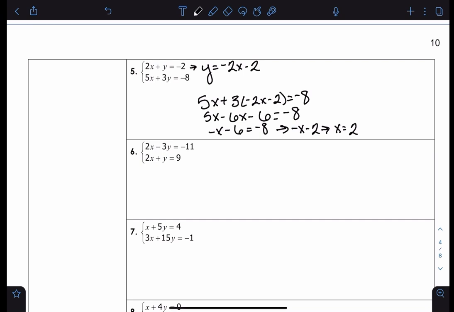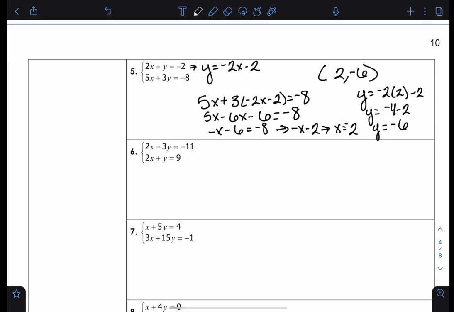Since we have our value for x, we can now plug into our original equation, y equals -2x minus 2, so y equals -2 times 2 minus 2, which is then y equals -4 minus 2, which means y equals -6. So our final answer is going to be -2. No, sorry. Our final answer is going to be (2, -6).